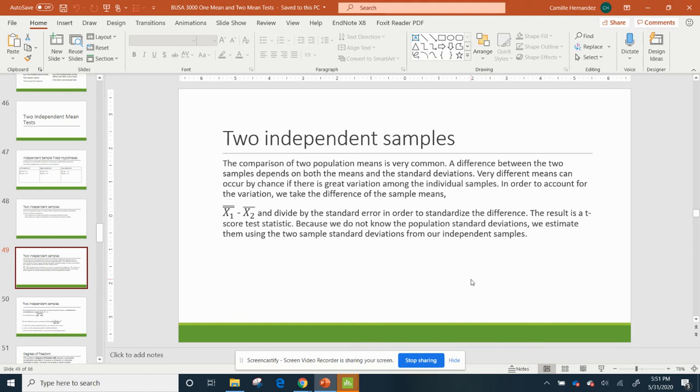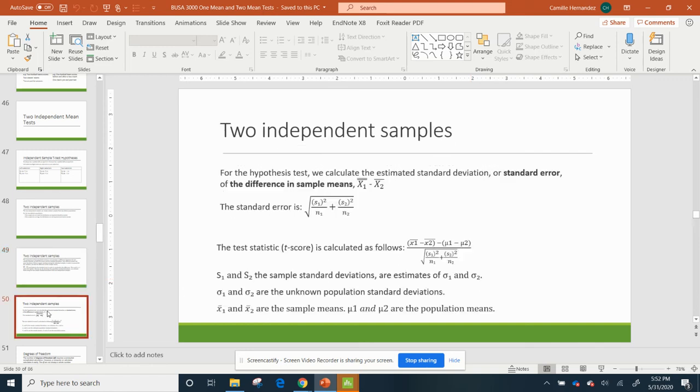Because we don't know the population standard deviations, we have to estimate them using the two sample standard deviations from our independent samples. Again, we're not doing two-sample z-tests; that's when you might know your population standard deviation. Here we don't. Here is the standard error, which is the estimated standard deviation of the difference between the two sample means. We're not going to do this by hand, so don't worry about it. It will be given to you.